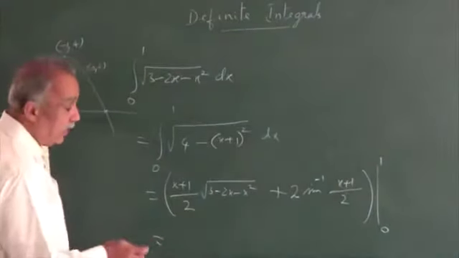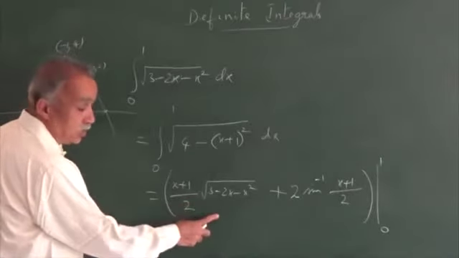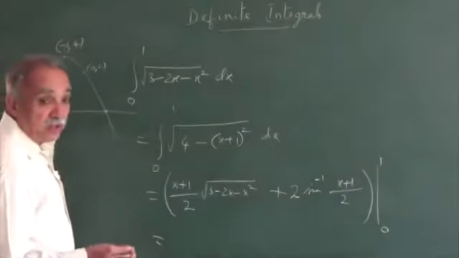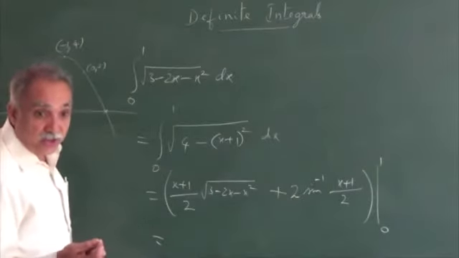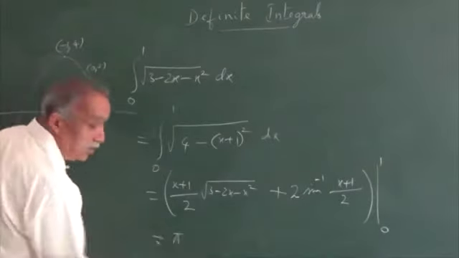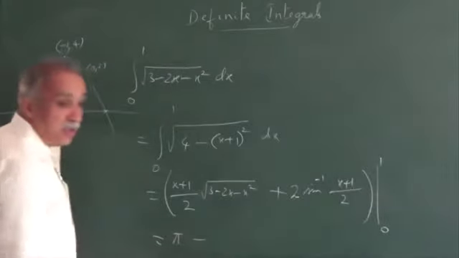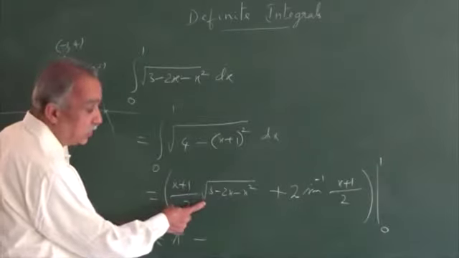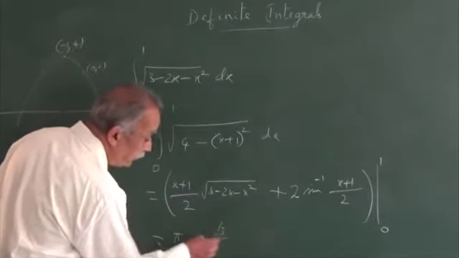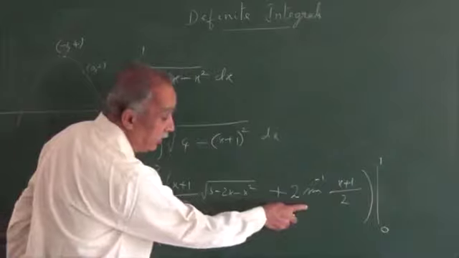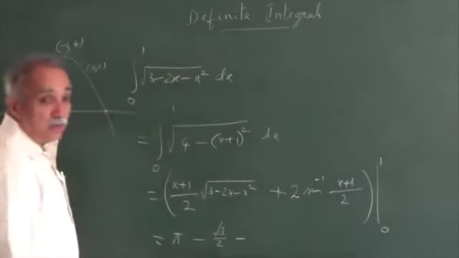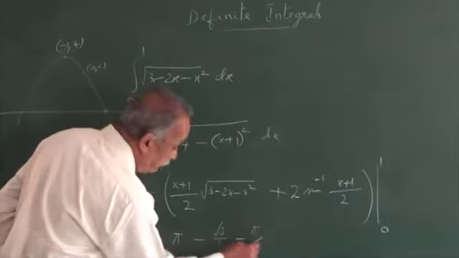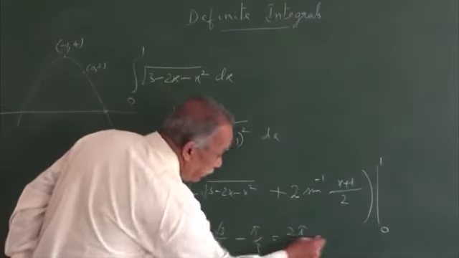At x equal to 1, this will be 0, so this product will be 0. This will be 2 sine inverse 2 by 2, 2 sine inverse 1, but sine inverse 1 you know is pi by 2, into 2 is pi. Value of the integral at upper limit is pi. At lower limit, 1 by 2 into root 3 by 2, and 2 sine inverse half, what is sine inverse half? Pi by 6, so it is 2 pi by 3 minus root 3 by 2.